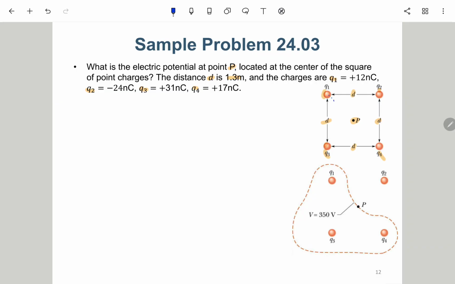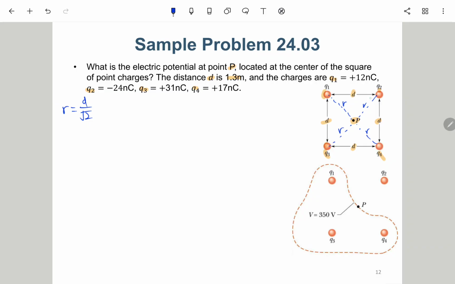Actually, what we need to know first is r. Since P is the center, all the r are the same. r will be d over square root of 2, due to the Pythagorean theorem.